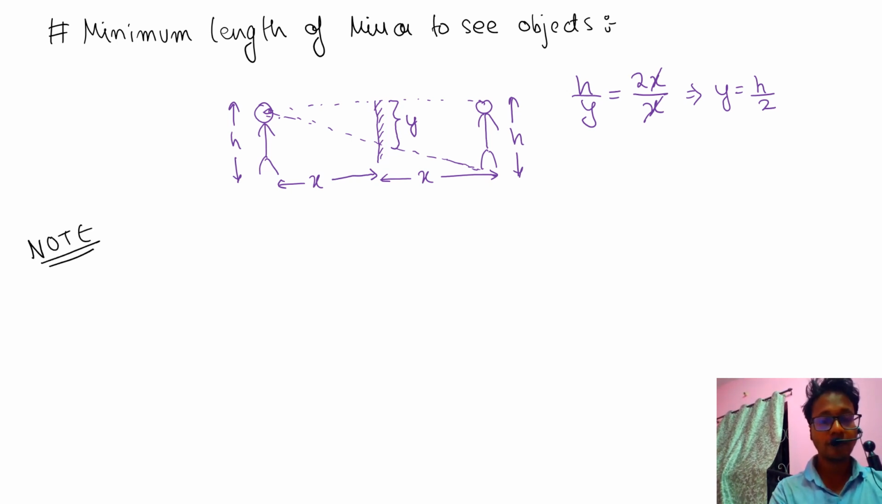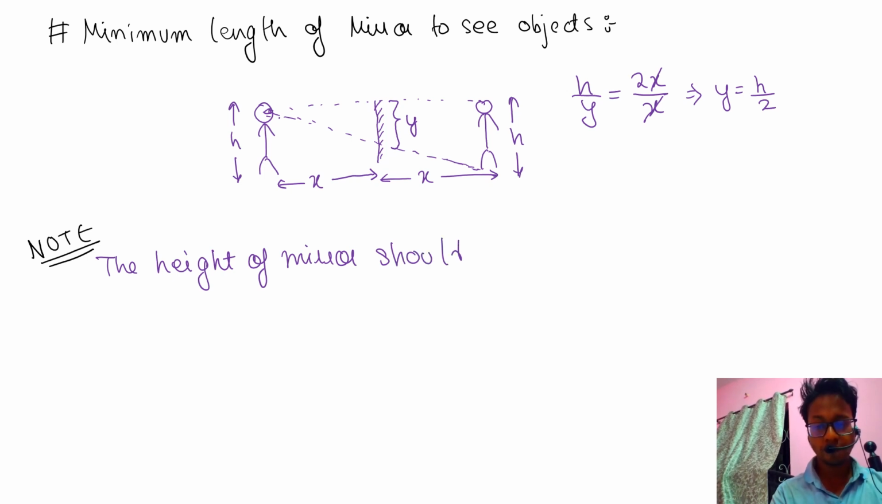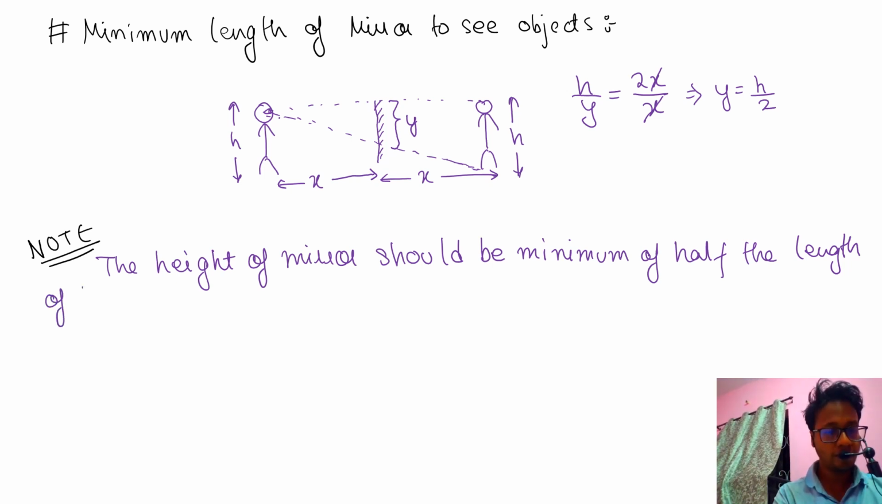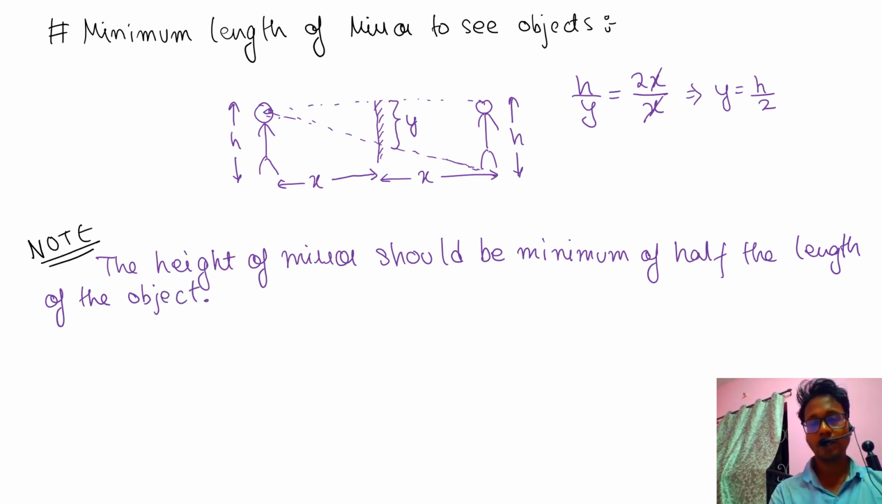The height of the mirror should be a minimum of half the length of the human, or any other object that is scaled. Half the length of the human or any other object.